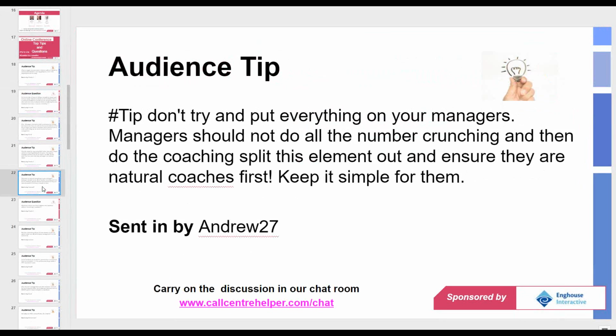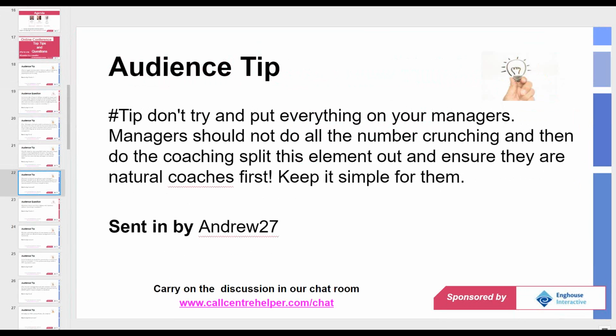Andrew says, don't try and put everything on your managers. Managers should not do all the number crunching and then do the coaching. Split this element out and ensure they are natural coaches first. Keep it simple for them. Chris, have you got any guidance on whether the quality team should do the quality or whether the coaches should do the coaching, or how that splits?